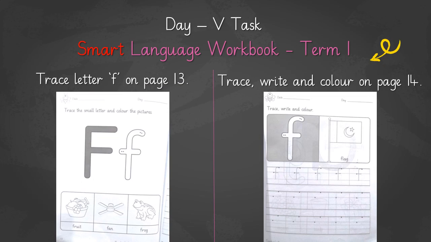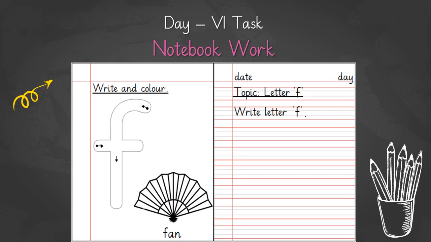You need to write F as many times as you can in the hollow letter. Start from the arrow, go round, come down, then lift off your pencil and cut from the middle. And on page 14, trace letter F, color the picture and write F with pencil. This task should be done in your notebook.